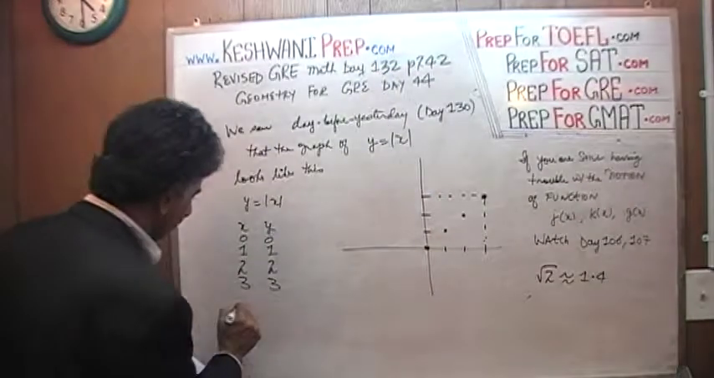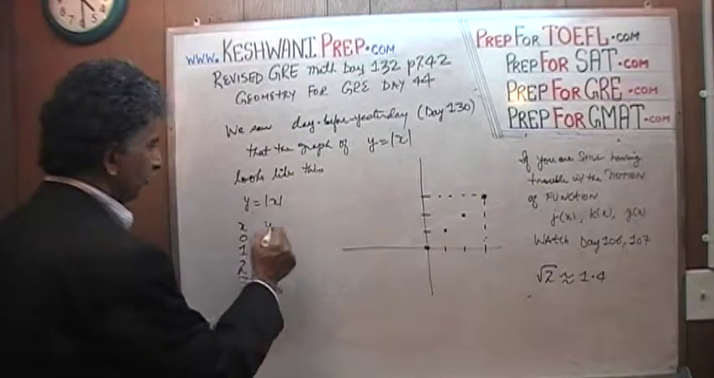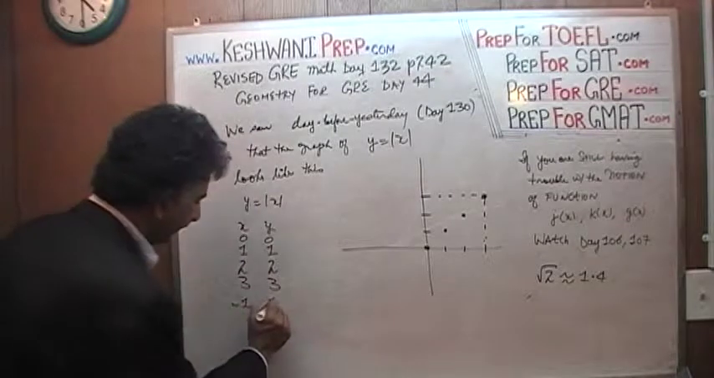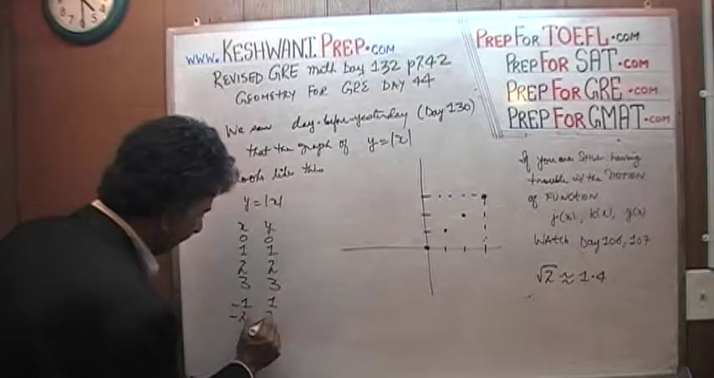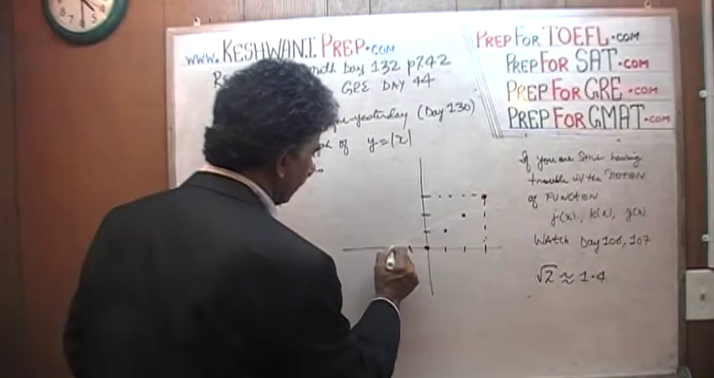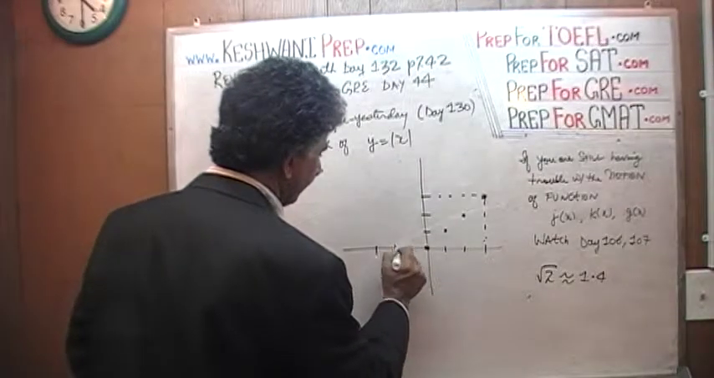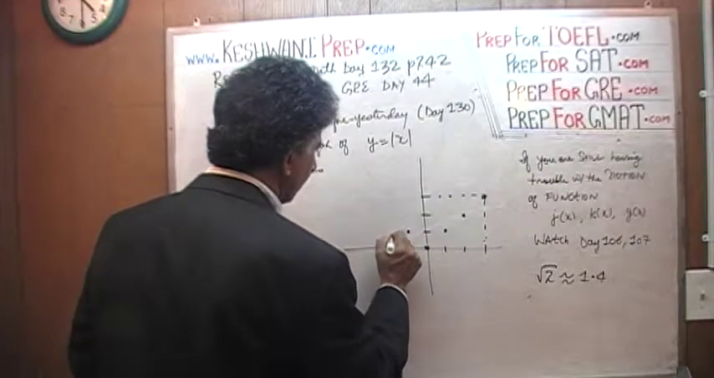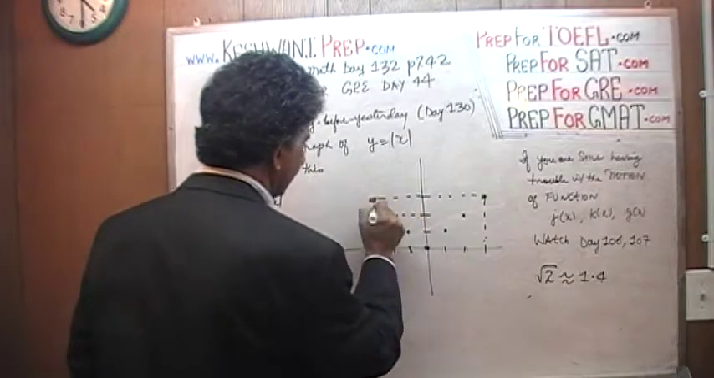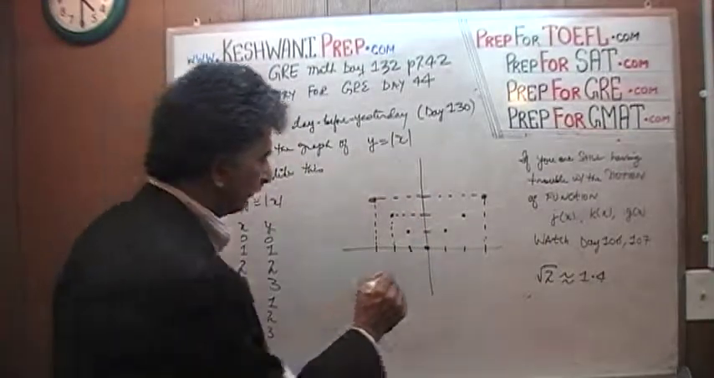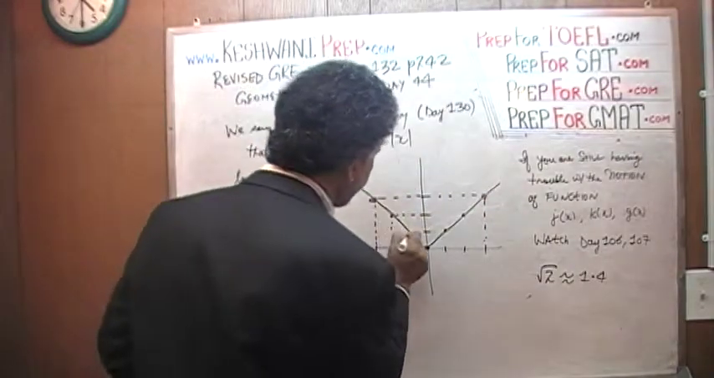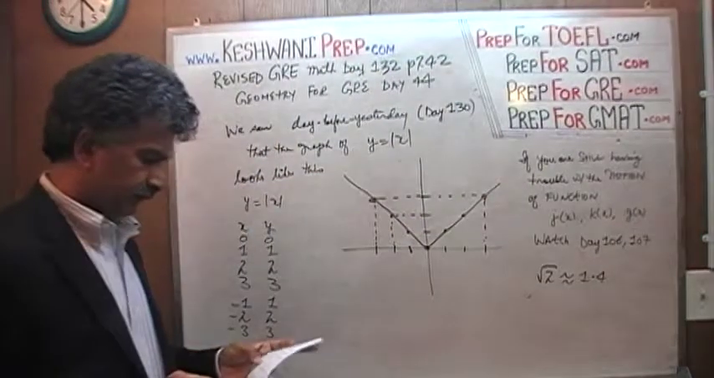And now, when x is negative 1, absolute value of negative 1 is positive 1, so y is again 1. When x is negative 2, y is again 2. When x is negative 3, y is again 3. So for the negative values, we also get positive values of y. So we get 1, 1, we get 2, 2, we get 3, 3. And what we found yesterday is that the shape of the graph is like this. This is what the graph looks like.